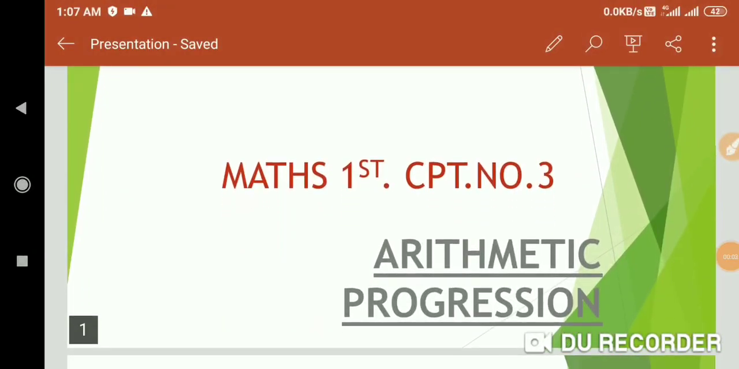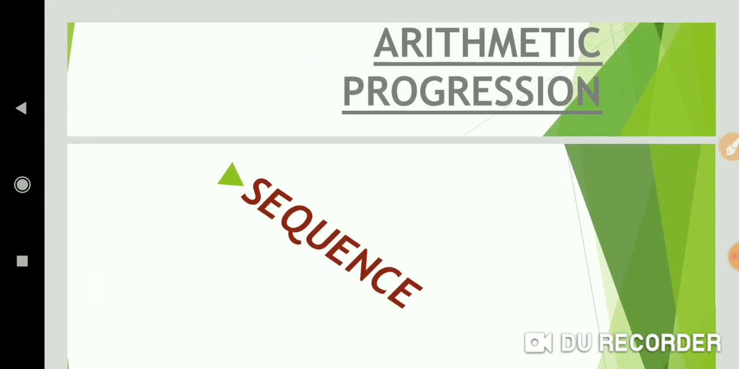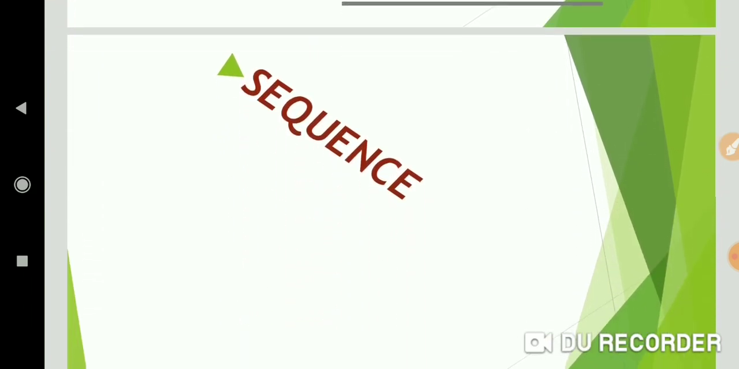Students, today I take math first, chapter number 3, arithmetic progression. In this chapter, we have seen the term sequence. Now, before explaining about sequence, I can tell an example in the nature.